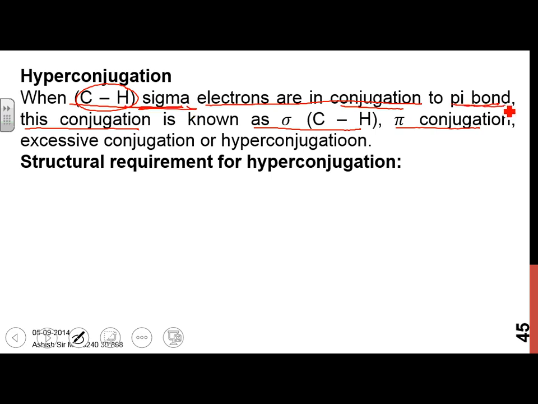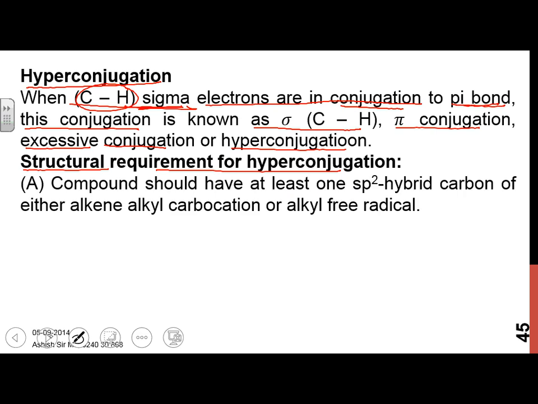Then something will happen. It is also known as excessive conjugation, or hyperconjugation. The meaning of hyper is excessive. We use this word, for example when someone is very active, we call him hyperactive. Hyper means excess, the excess conjugation. However, before we understand what hyperconjugation is, what are the requirements for hyperconjugation? Let us understand that there are three requirements.